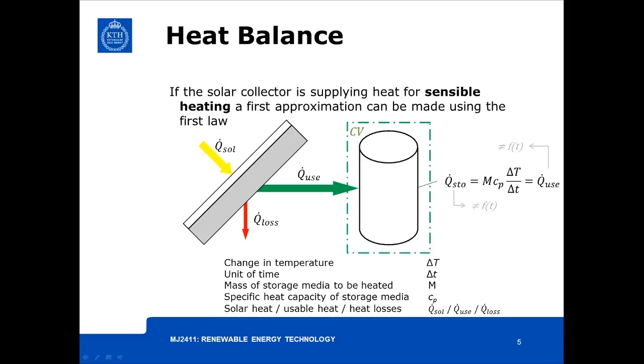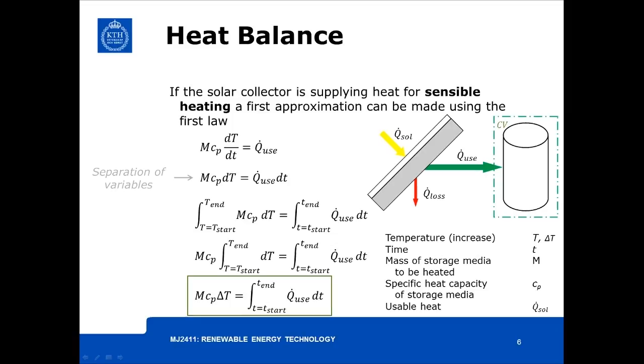For a system where the usable heat, the usable power out of the collector, is not a function of the time, we can replace the differential of dT over dt by increments. So we can easily calculate the stored heat, or the rate of stored heat, as a function of the temperature and the time. If now the usable heat is a function of the time, we actually need to solve the differential equation differently.